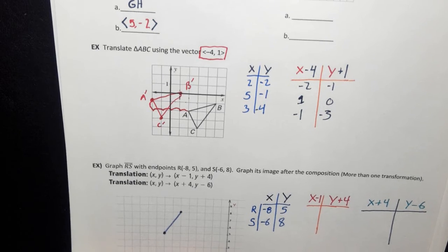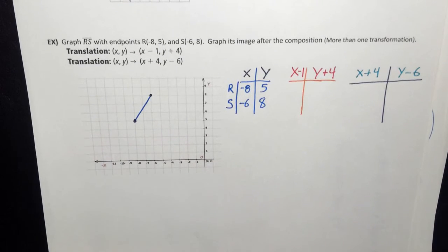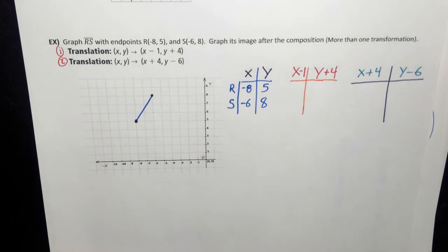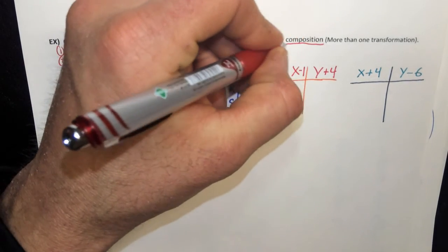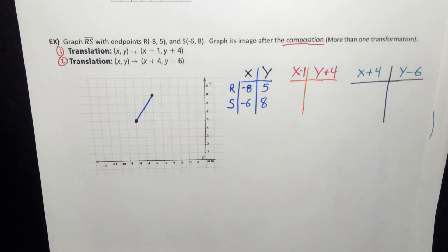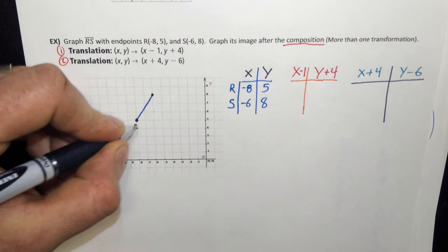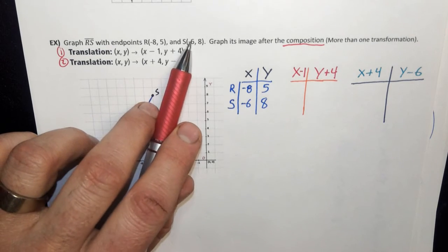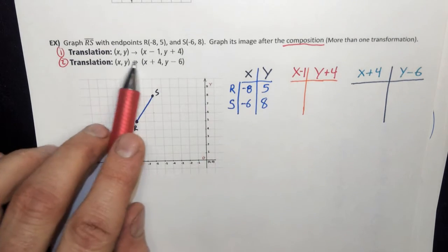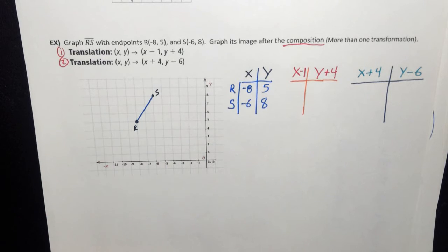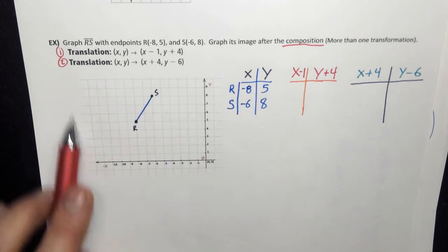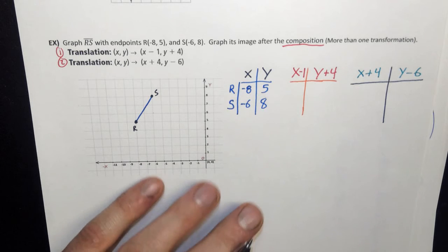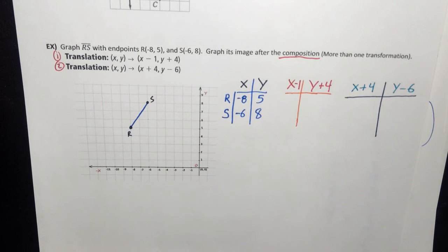Okay, for our last example that we have right here, we are going to take a look at 2 translations. When you have 2 things that are happening to your drawing, we call this a composition. So now I have started off by drawing my original segment, which is called RS. It has points that are at negative 8, 5 and negative 6, 8. And then what we want to do is translate it twice. Now you can translate this twice on the actual diagram itself, or you can translate it using your tables, whatever makes you feel best. I'm going to use the tables because I think it's really, really fast.